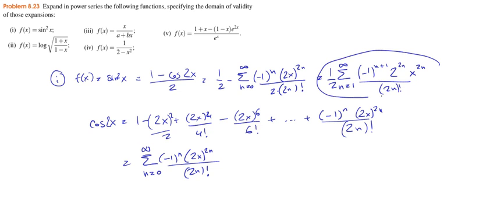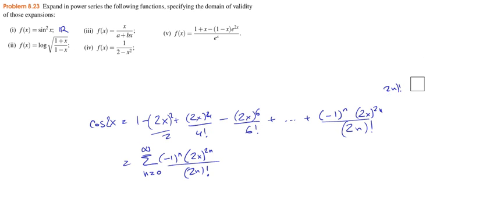This is the expression, and its convergence is the whole real line, because we have seen that the convergence of the cosine is on the whole real line, so this is just a combination of that. The domain of validity of this expression is the whole real line.